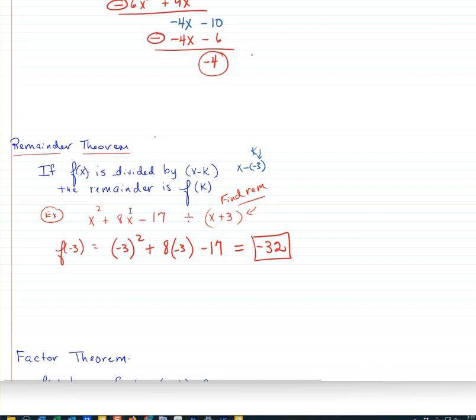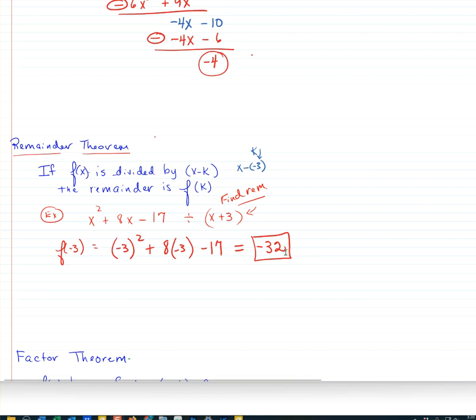So if this is the problem, x squared plus 8x minus 17 divided by x plus 3, well, it's x minus k. So k, in this case, would be a negative 3, because x minus a negative would give you this x plus 3. So if we do f of negative 3, that means plug that into the equation. Negative 3 squared plus 8 times negative 3 minus 17 equals negative 32. And that would be the remainder.